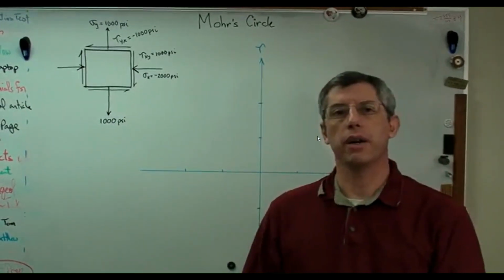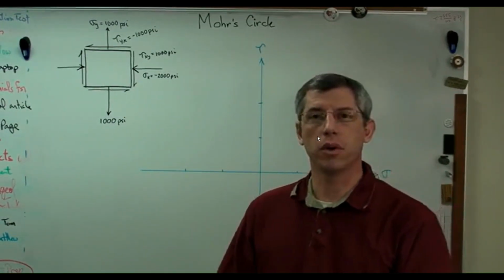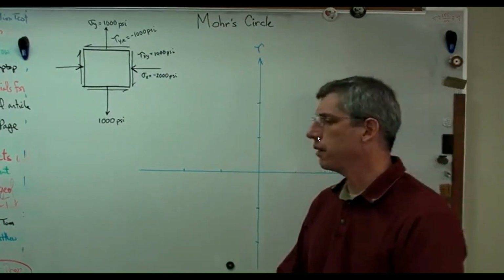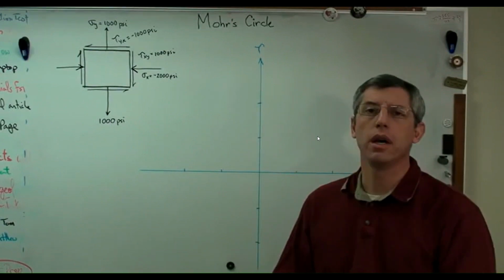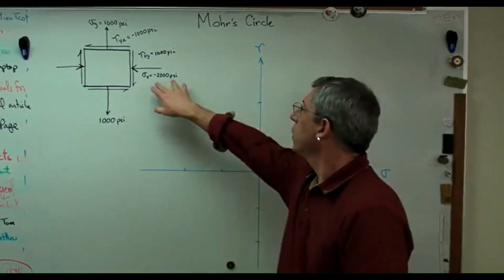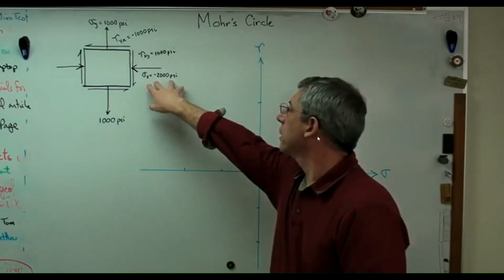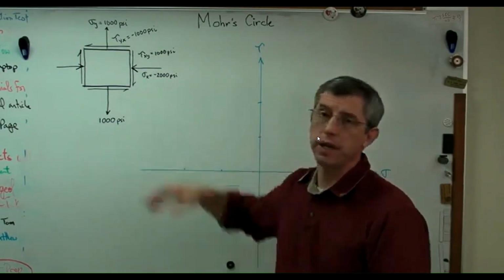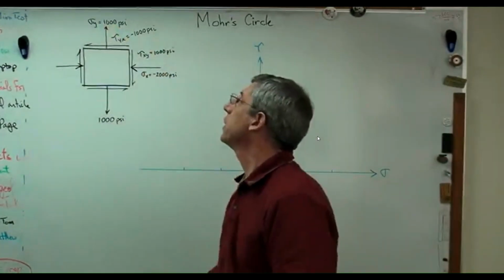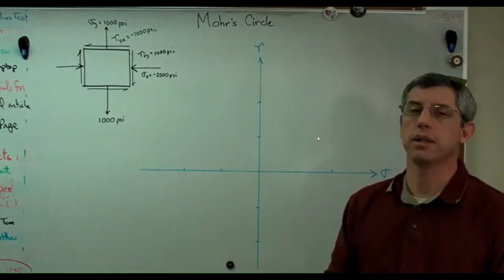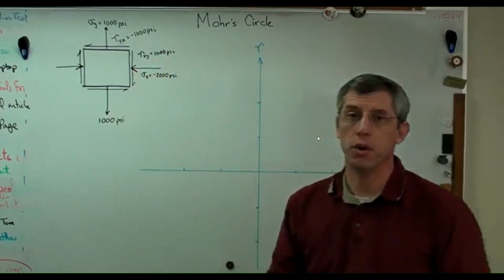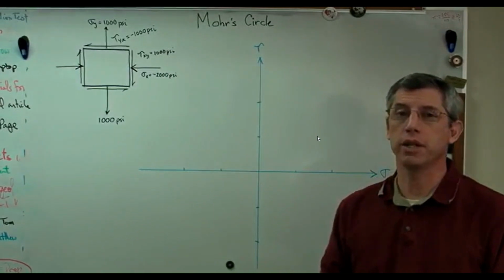This is an example on how to calculate Mohr's circle, how to draw Mohr's circle for a stress element. Sometimes it's a little confusing for students new to this when you see negative stresses, so I've decided to use that as the example here. We've got a negative normal stress on the x face of minus 2,000 psi. We've got a positive normal stress on the y face of 1,000 psi. For the shear stress on the x face, we've got 1,000 psi in the positive direction.